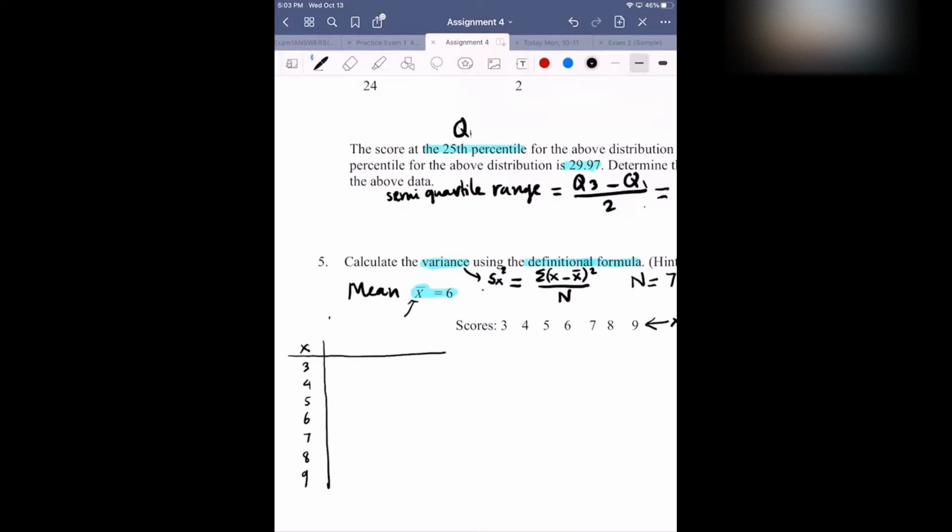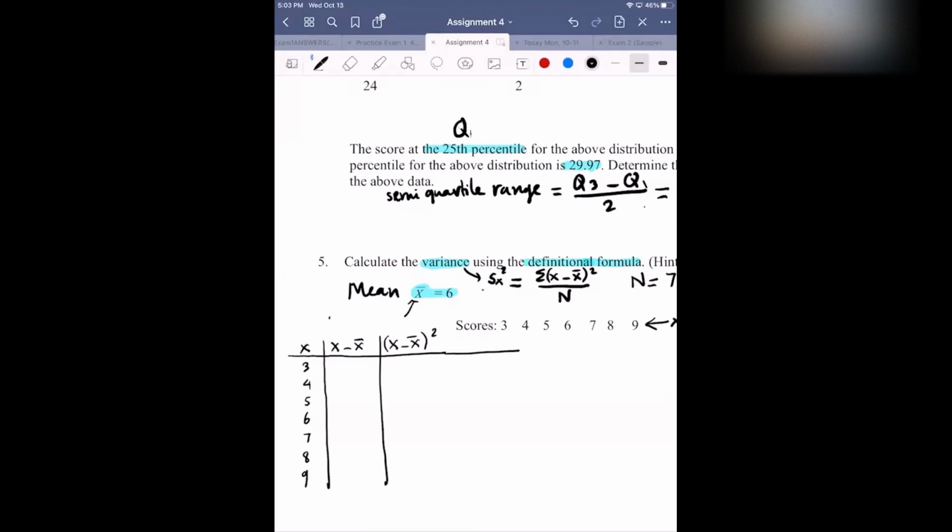And after that, you want to calculate x minus x bar in the formula: each x value minus the mean. And then in the next column, remember you have to square each of them. So you have to square the x minus x bar. All right, I think that is enough.